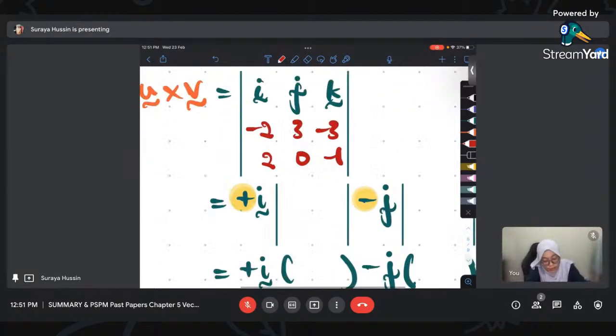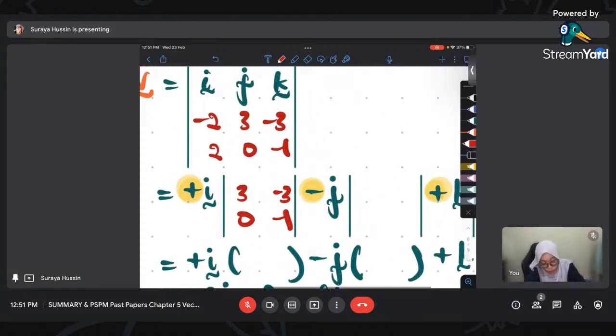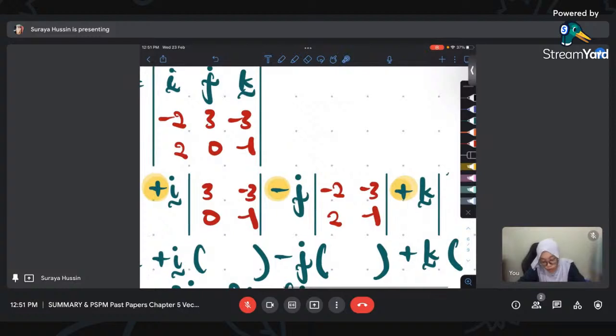And so, macam biasa, tutup, tulislah dia. 3, -3, 0, -1. And then tutup J. So, -2, 2, -3, -1. And then tutuplah K. Tutup K, dapatlah ini. Duplicate je lah ya.